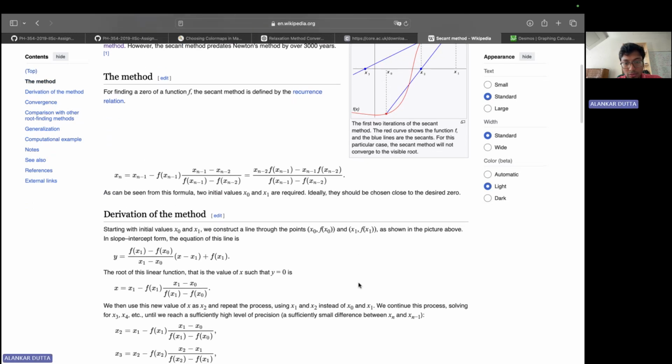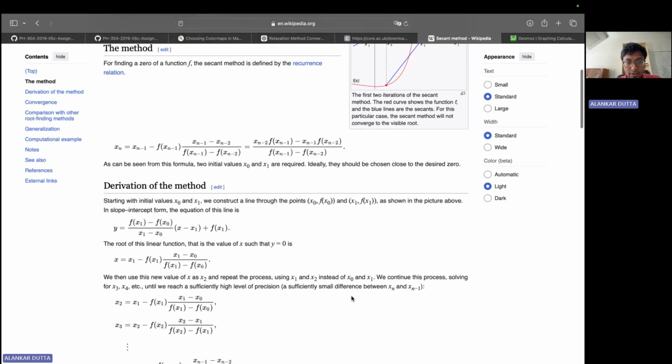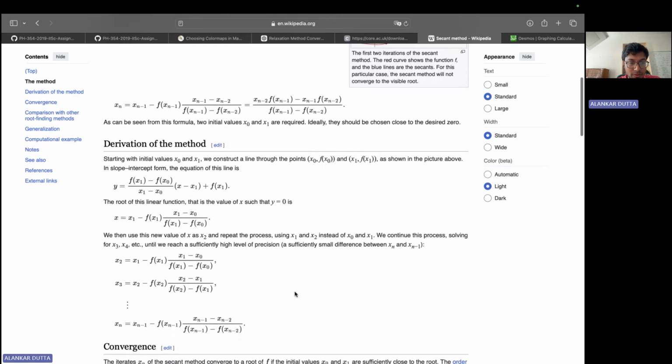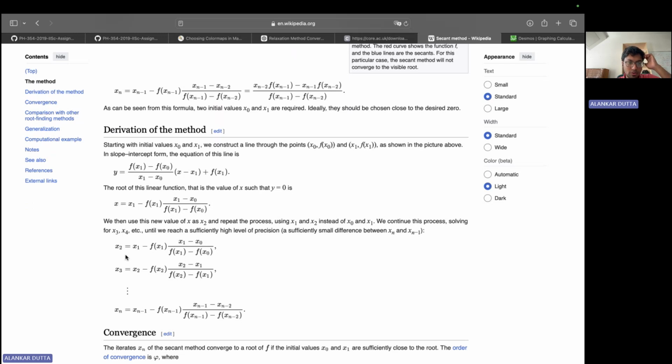So now the question is how do you choose which one to replace. So let's see. X0 and x1, we continue this process solving for x3 and x4 until we reach a sufficiently high level of precision, right? So you see your x2 is x1 times this, and then your x3 is x2 minus this. So this is recursively going on, right? And then you keep on replacing this.